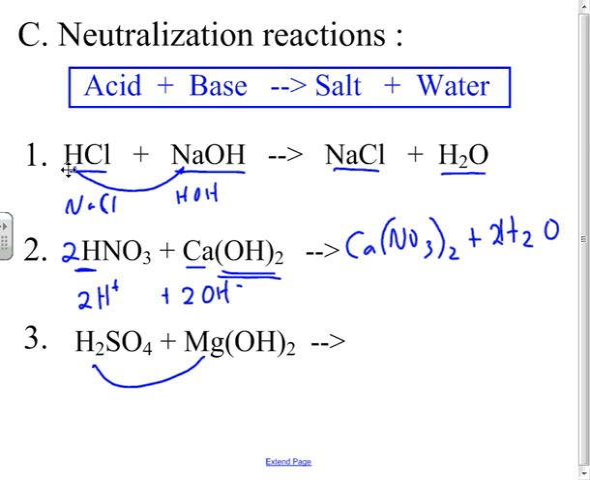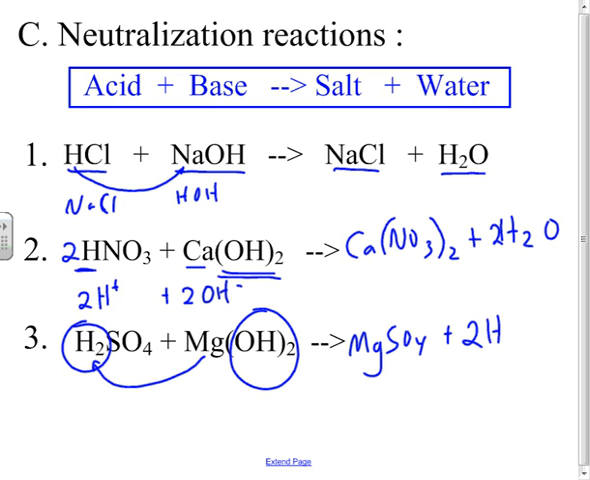Next one, magnesium and the hydrogen switch places. Magnesium sulfate is the salt that is produced, and if I have 2 hydrogens, 2 hydroxyls, that will give me 2 water molecules to balance that reaction.